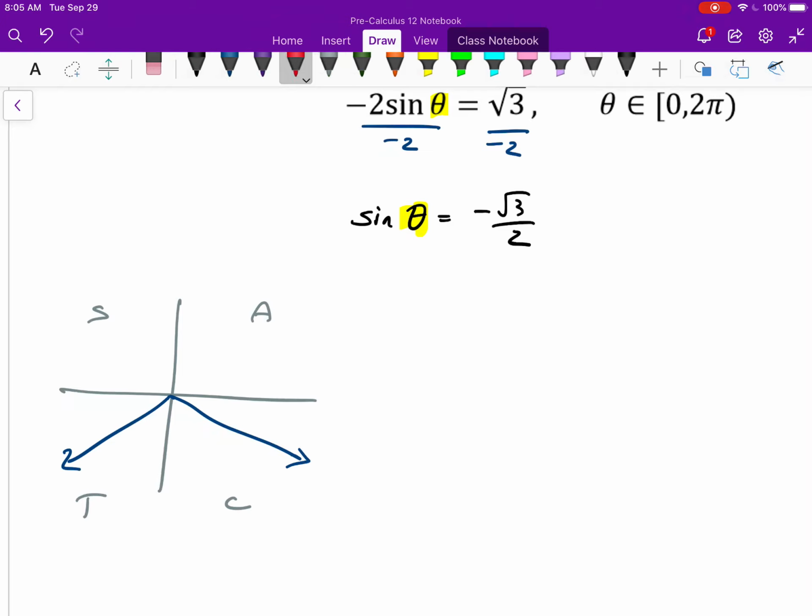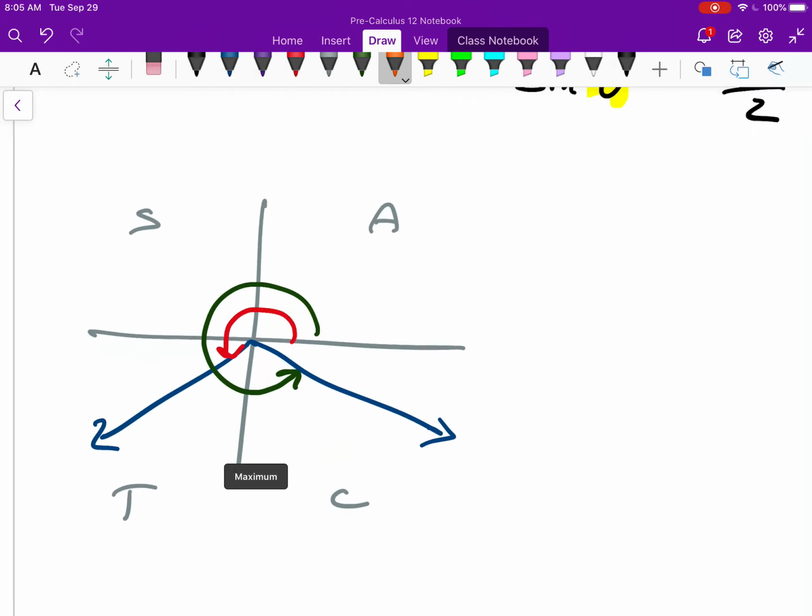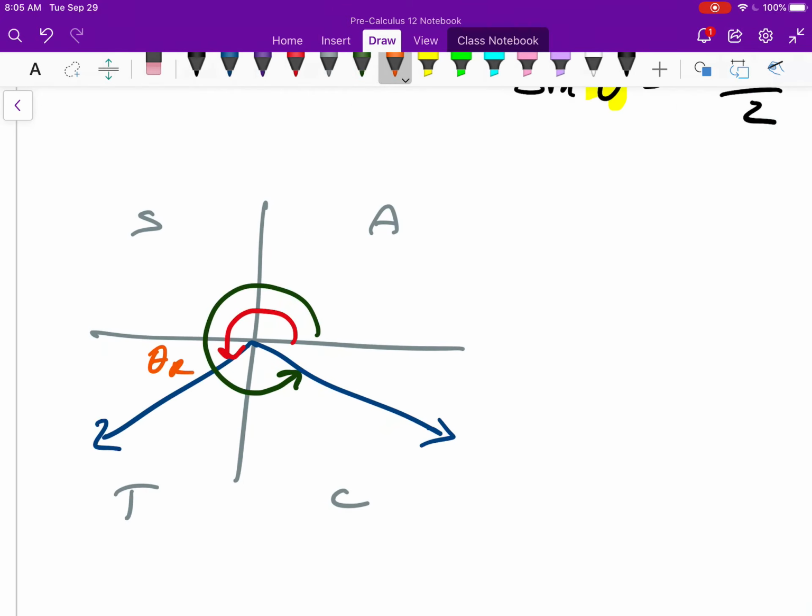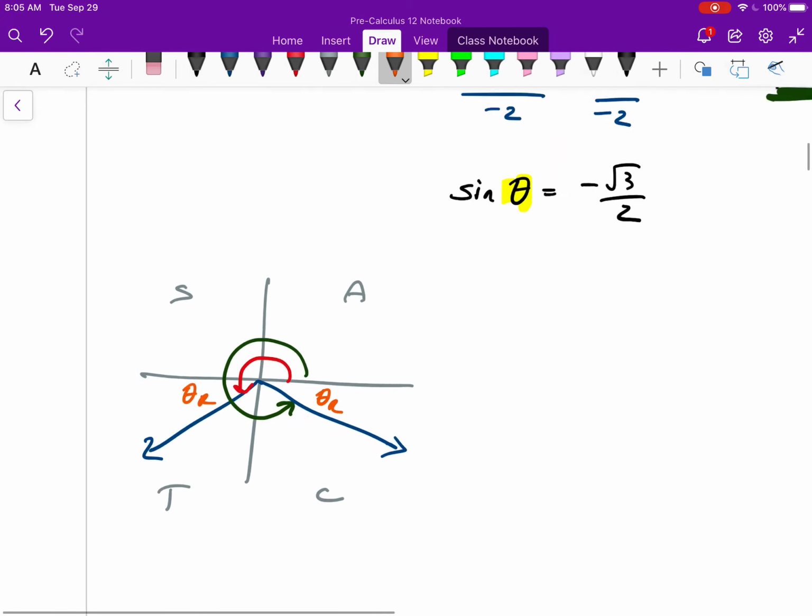And now I can visualize my 2 solutions. I know one of my solutions must look like this. One of my solutions must look like this. And that must be it, because again, I'm only looking from 0 to 2 pi. So I'm not looking at any backwards angles. I'm not going around more than once. So all that's left now is what's my reference angle. If I can figure out what goes here and here, I know it must be the same thing. Then I can piece this all together.